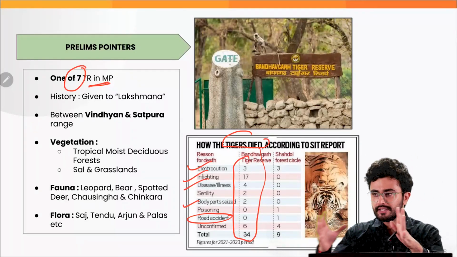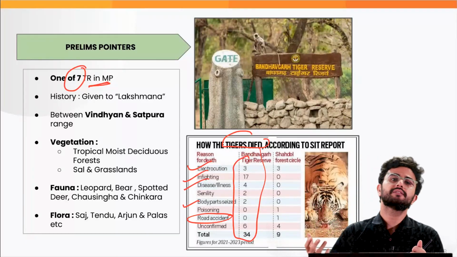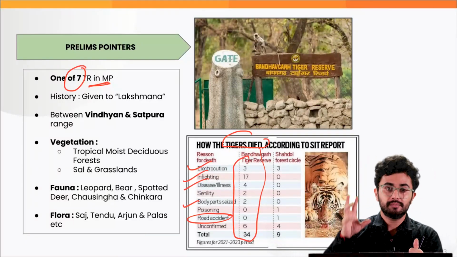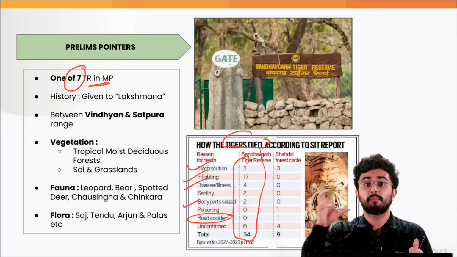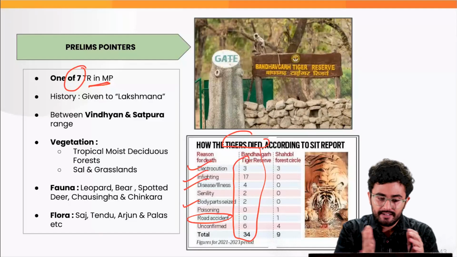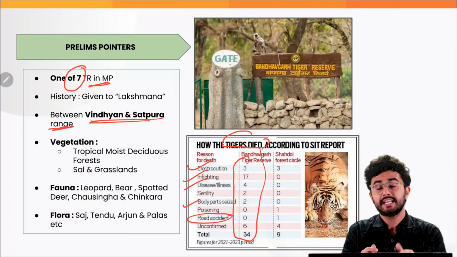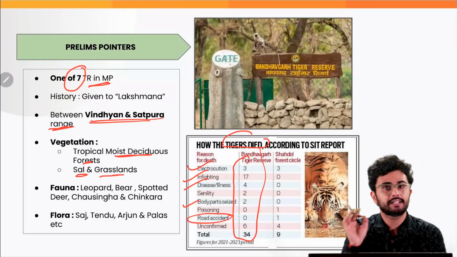The legend says that Lord Ram actually gave this fort to Lakshman. So from there the area derived its name, that is the fort which was given, that is Garh, to the brother, that is Bandhav. So Bandhavgarh. And this Bandhavgarh Forest Reserve actually lies between the Vindhya and Satpura range. It has a vegetation of tropical moist deciduous forest as well as sal and grassland.